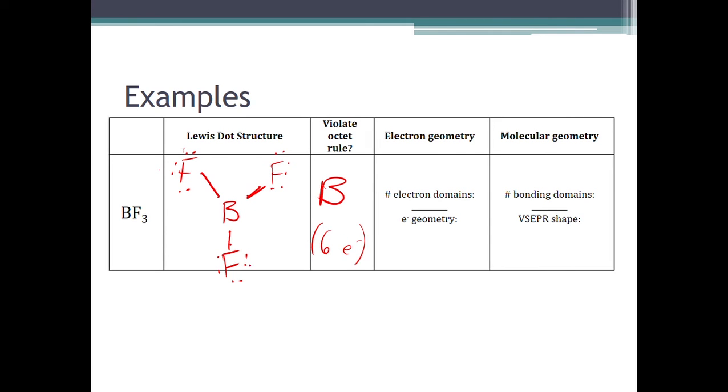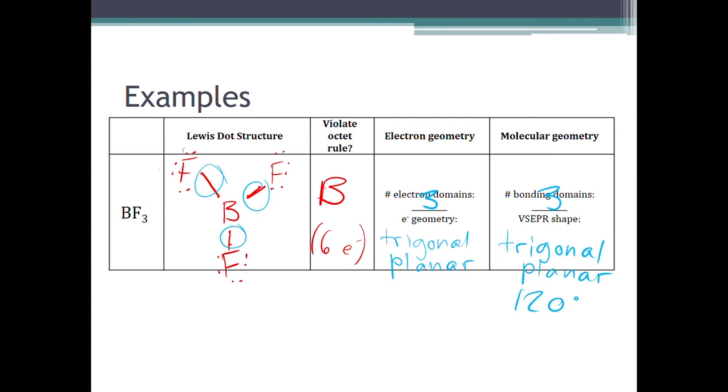All right, so then let's count up our electron domains here. We've got a bond, and a bond, and a bond. Those are 3 electron domains. So our electron geometry is trigonal planar. And then because these are all bonding domains, we have 3 bonding domains, and our VSEPR shape is also trigonal planar. So again, we have that bond angle of 120 degrees.